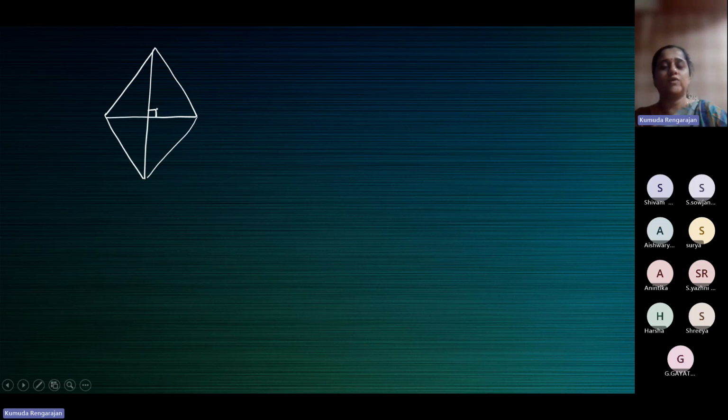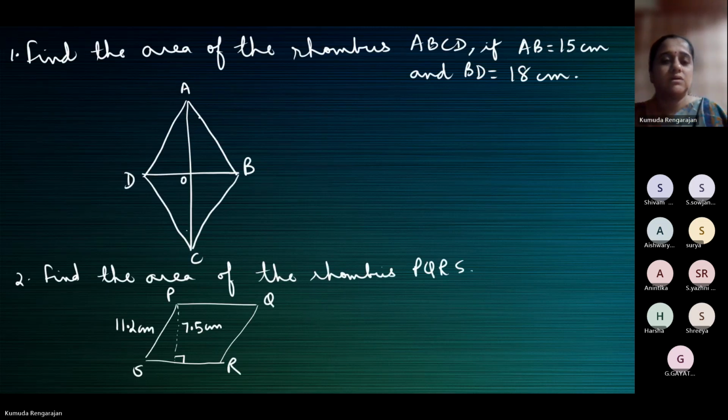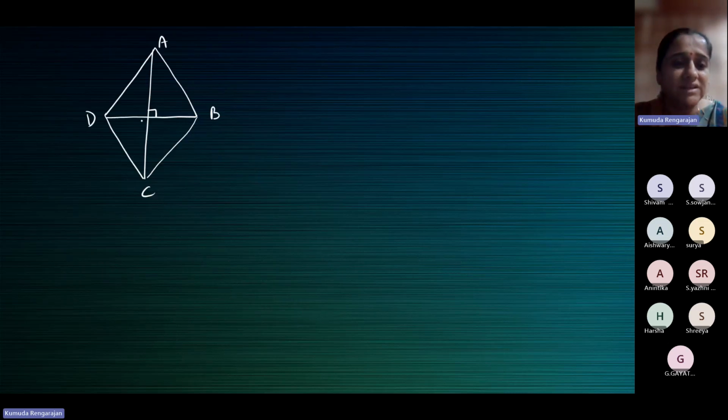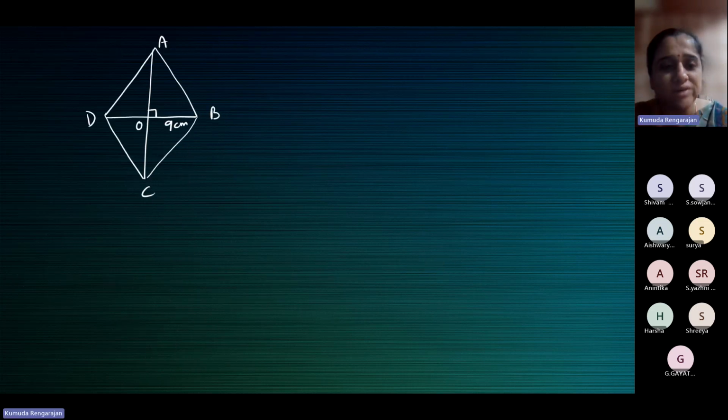So we know that the diagonals of a rhombus are perpendicular to each other. They also bisect each other. Diagonals of a rhombus bisect each other at right angles. BD is 18, so BO is 9 centimeters and OD is 9 centimeters. AB is given to be 15 centimeters.